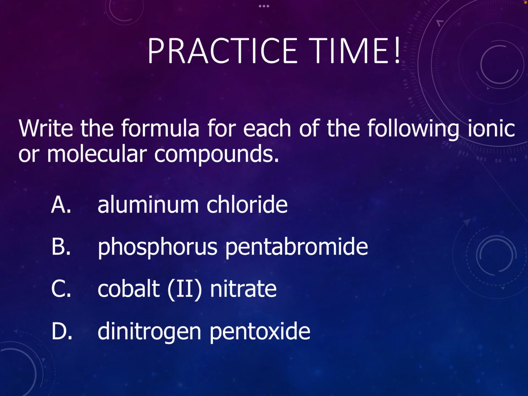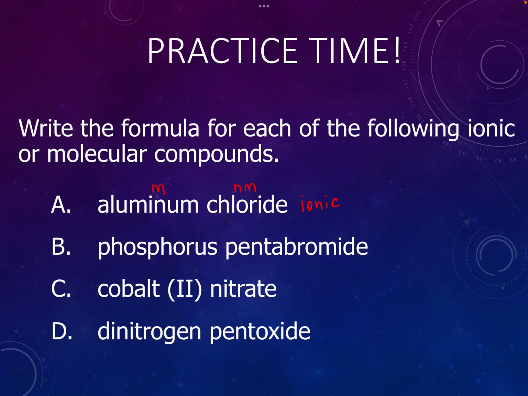Let's try now writing the formula for these. Okay, the first one is aluminum chloride. So again, we see aluminum, that's a metal, right? So this is a metal and a nonmetal. Anytime we have a metal and a nonmetal, that's going to be ionic.